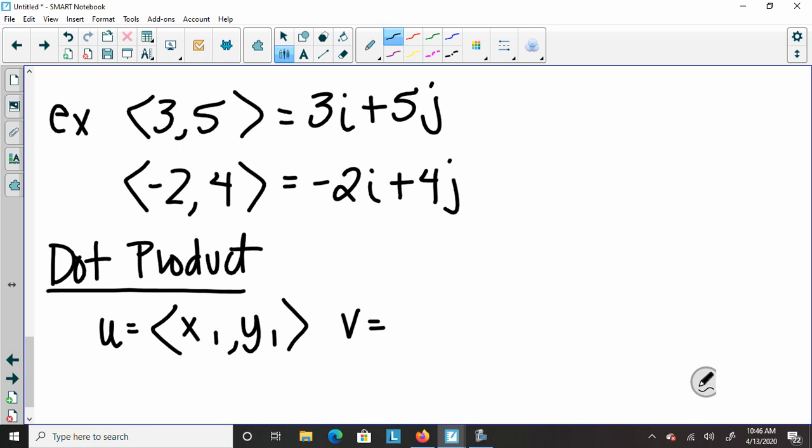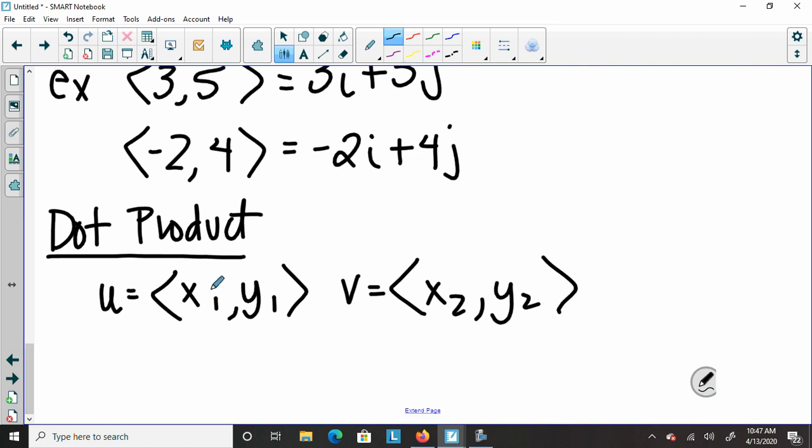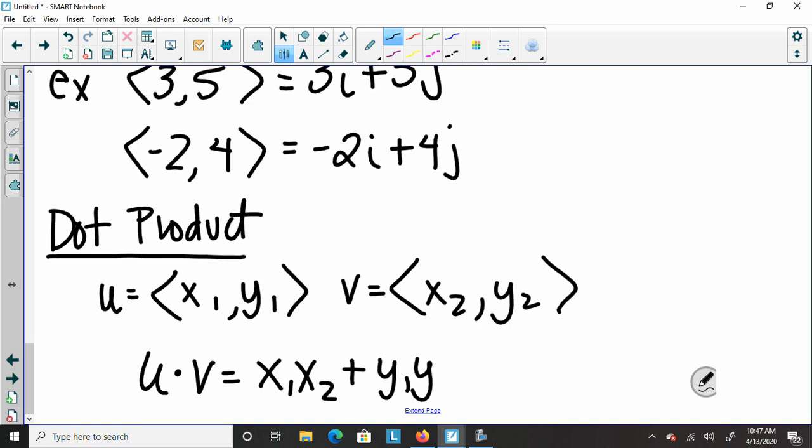And our second vector is x2, y2. The dot product is going to be a single number, and we call it u dotted with v. So u dotted with v is the product of both the x's, and you add that to the product of both of the y values. So you multiply your x's together, multiply your y's together, and add that together, and that's going to give you your dot product. And the dot product is useful because if it is 0, then the two vectors are perpendicular.